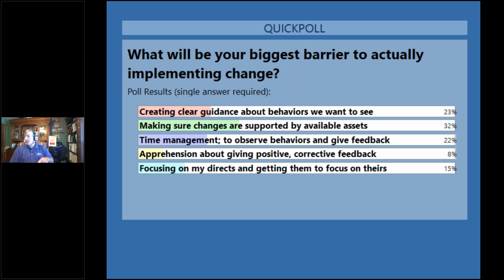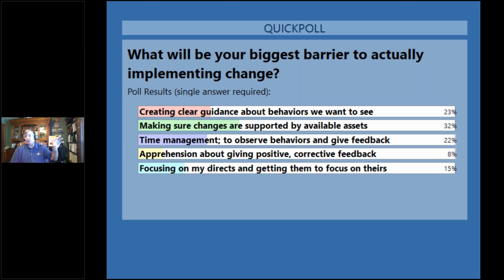So, and then the two that came in pretty close at 23 and 22%, creating clear guidance about the behaviors you want to see, that's very well tied to answer number 2, making sure that the requested changes are supported. That's how you get the balance, right? So when you create the guidance, you have to be thinking about what assets it's going to need.